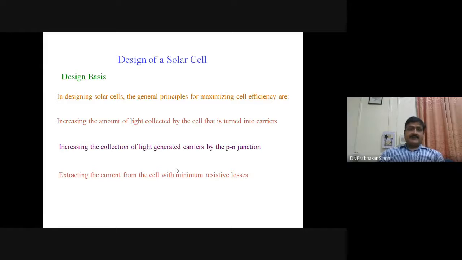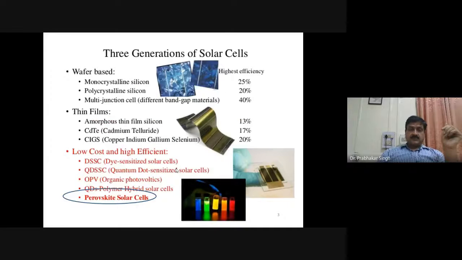Okay, so as I said, you need to have a light collector, a light receiver, and a light distributor. Okay, so just go to the history. There are three generations of solar cells: wafer based, which are the monocrystalline silicon, which is long back, and you can see the efficiency is high. Polycrystalline silicon, multi-junction cells, they are the first generation. And the second generation, you have the thin film.